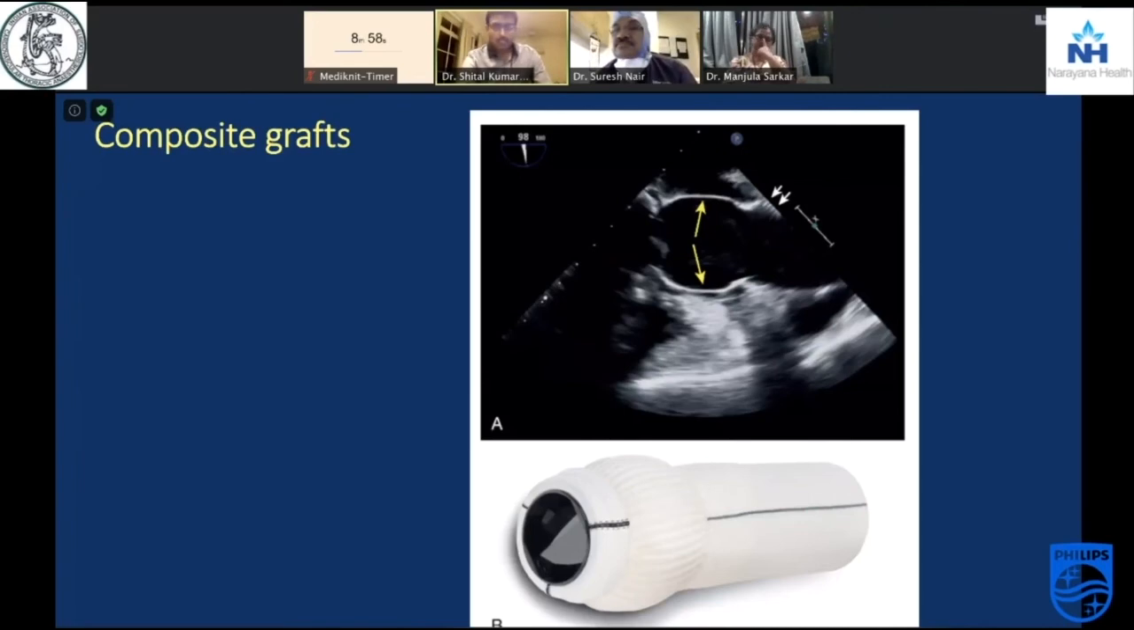Composite grafts. This picture shows the composite graft along with the mechanical tilting disc valve. The yellow arrow in this still image is the portion of the graft that recreates the sinuses of Valsalva, and it resembles the shape of the aortic root. The small arrows on the right side of the screen show the corrugated appearance of the graft. It's a composite graft, and you can see the mechanical tilting disc prosthetic valve in the bottom image.